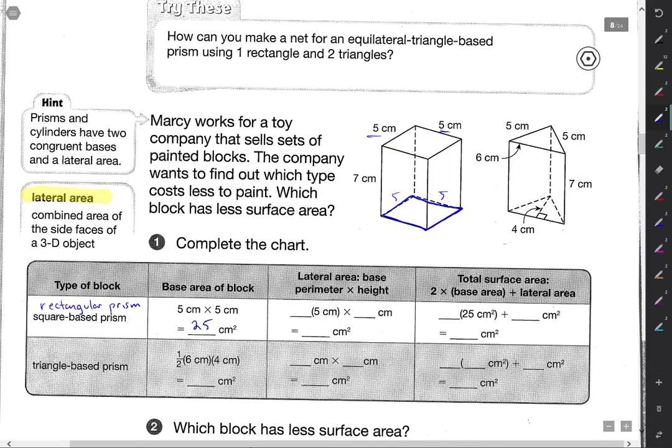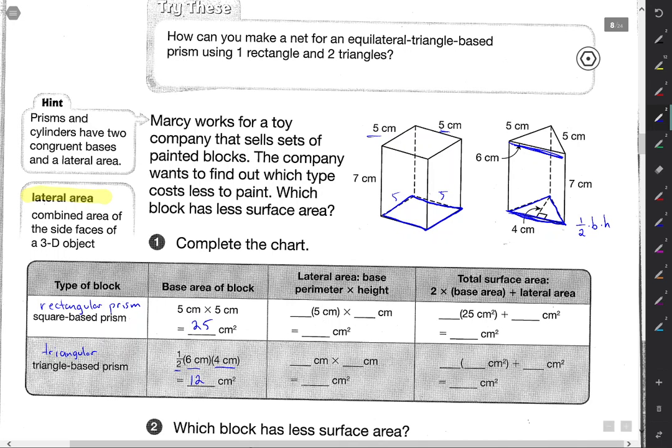Now let's look at the triangular-based prism, or the triangular prism. The base of it here is a triangle, and the formula for the area of a triangle is 1/2 times the base times the height. So here they laid it out for us. They have the 1/2, then the base they said is 6, which you can see here, the same as down here. And the height of the triangle is 4. So 1/2 times 6 times 4 is 12.